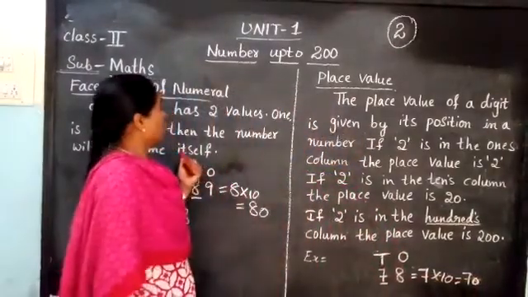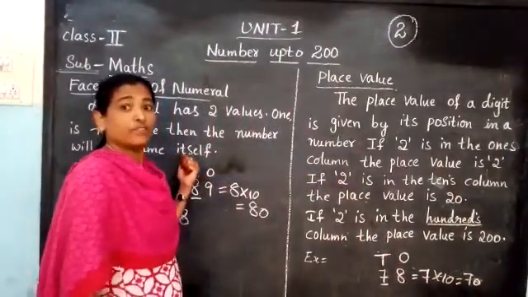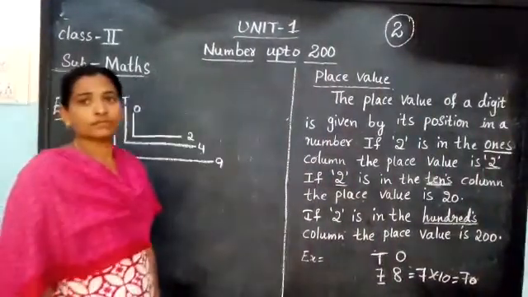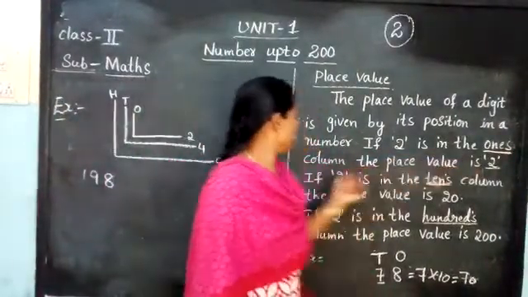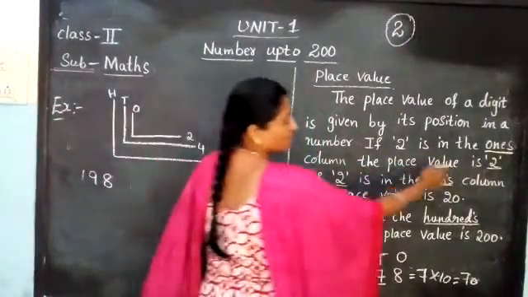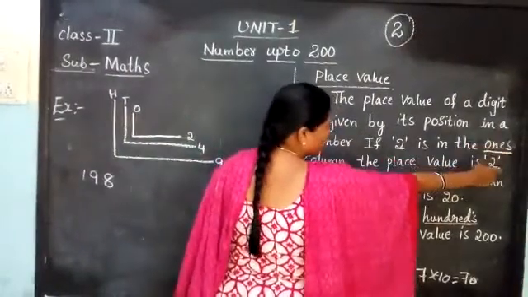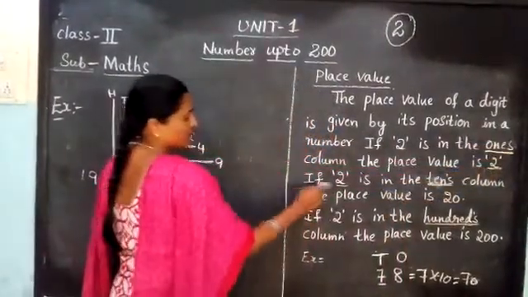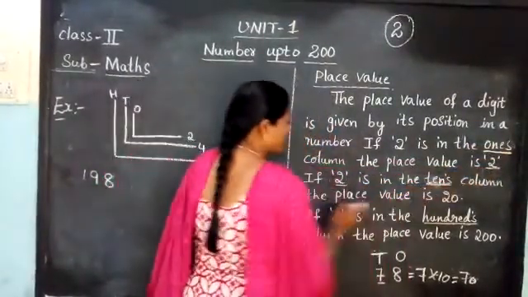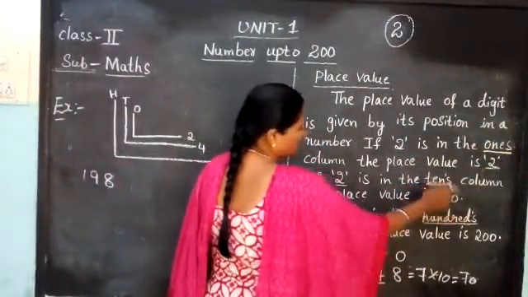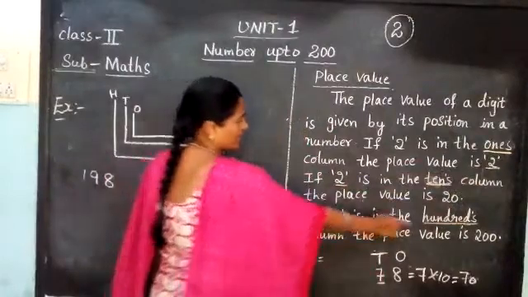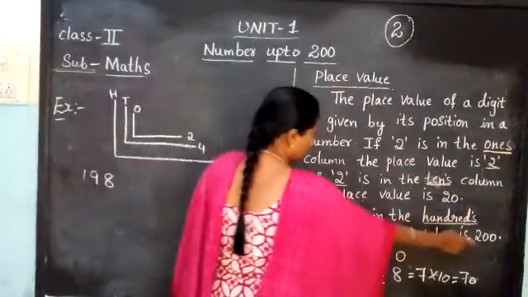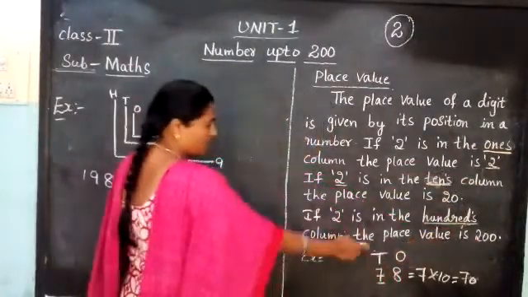Again I will explain one more example. If 2 is in the ones column, the place value is 2, means 2 into 1, 2. If 2 is in the tens column, the place value will be 20, means 2 into 10, 20. If 2 is in the hundreds column, the place value is 200, means 2 into 100, 200.